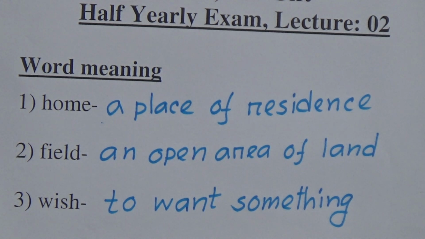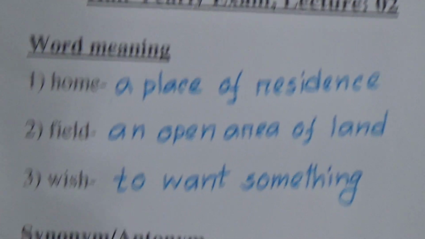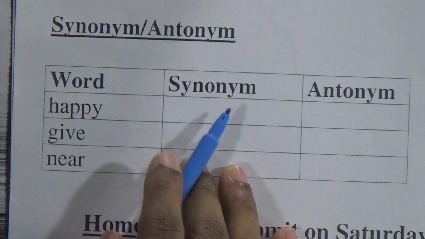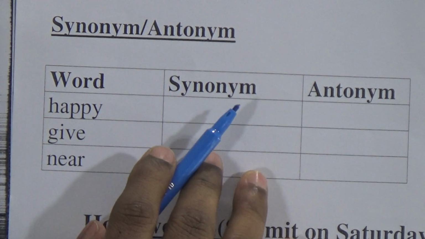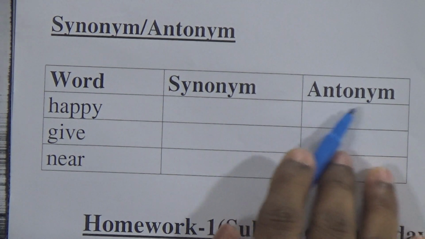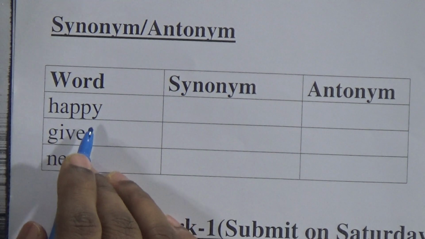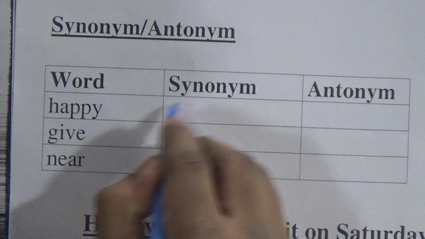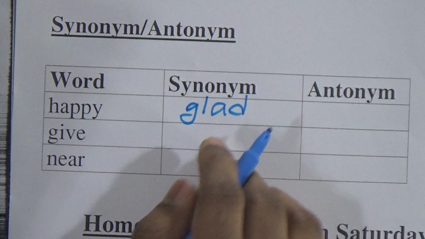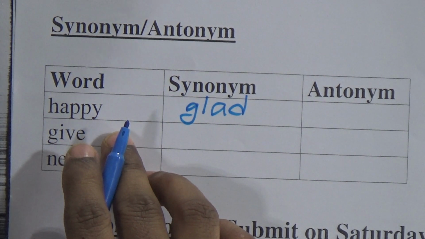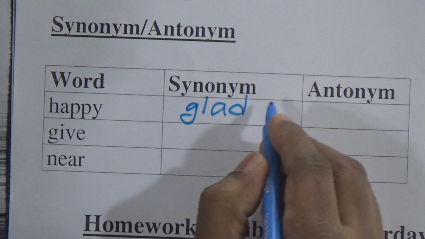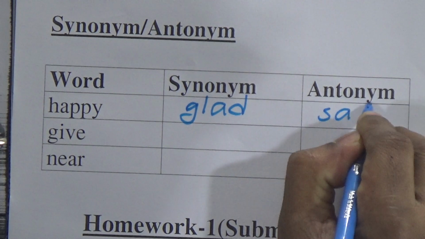Next, synonym, antonym. Word, synonym, antonym. So synonym means similar words. If I say nice, if I say fine, these are similar words. An antonym is the opposite. If I say a good boy, good is a synonym, bad is the antonym. If I say happy, the similar word of happy is glad, G-L-A-D. I can say I'm happy, I can say I'm glad. So happy and glad are synonyms. And the opposite of happy is sad, S-A-D.